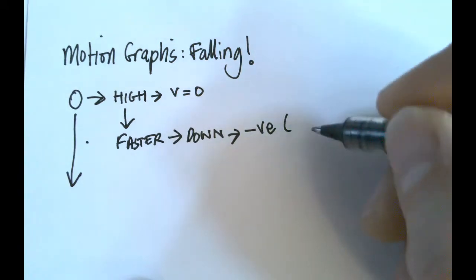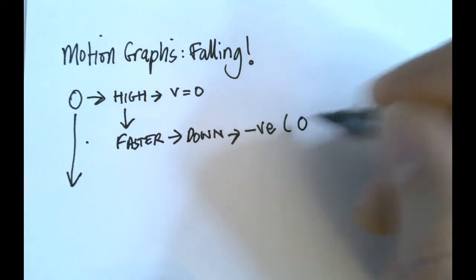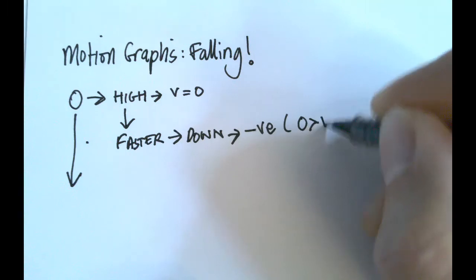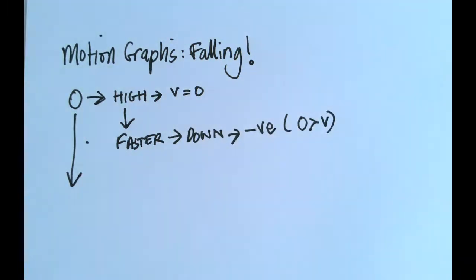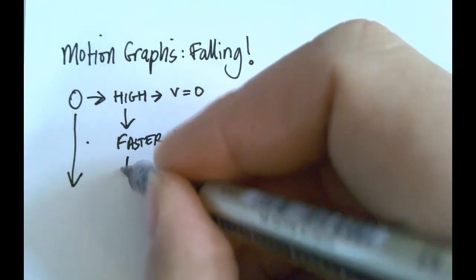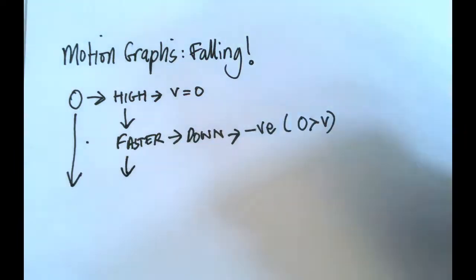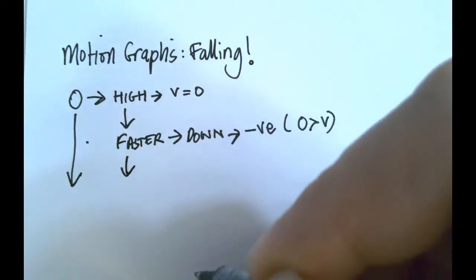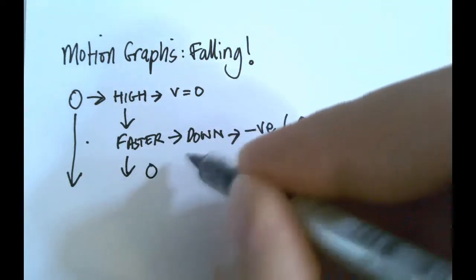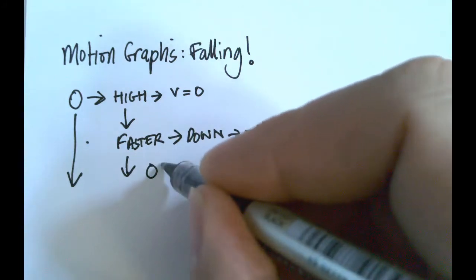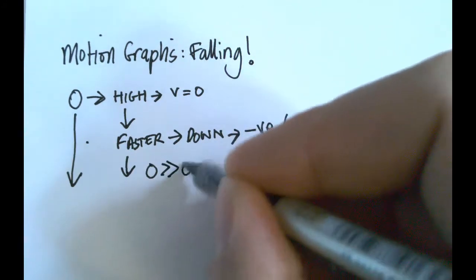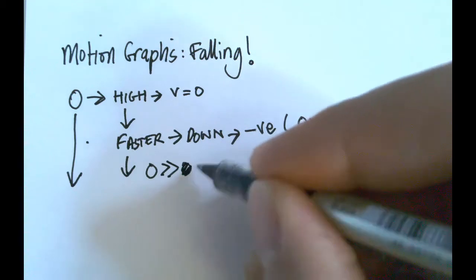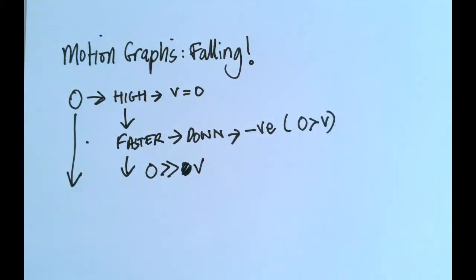It's basically going to be that 0 is going to be bigger than the velocity. And then it gets faster and faster, and just before it hits the ground, it's going to be at its maximum velocity, so the velocity is going to be very negative, or much less than 0. The velocity is going to be much less than 0. Then it's going to bounce.